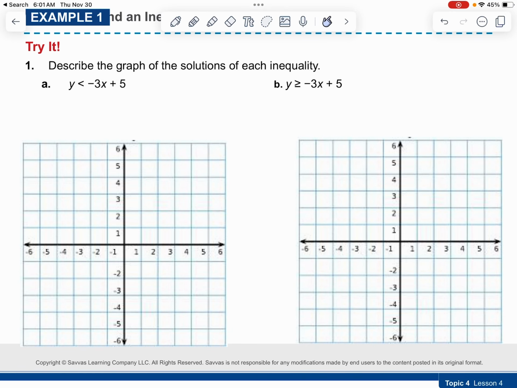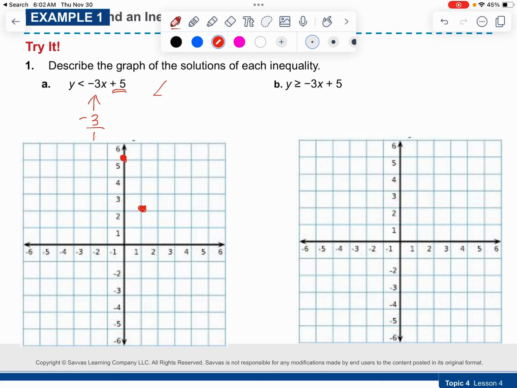Describe the graph of the solutions of each inequality. All right, repeat the same process. We have a y-intercept of 5. So we're starting at 5. And from there, we're using our slope, which as a fraction is -3/1, telling us to count down 3 and then to the right 1.